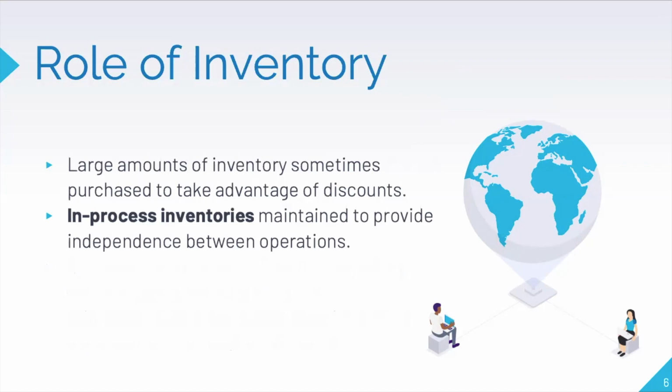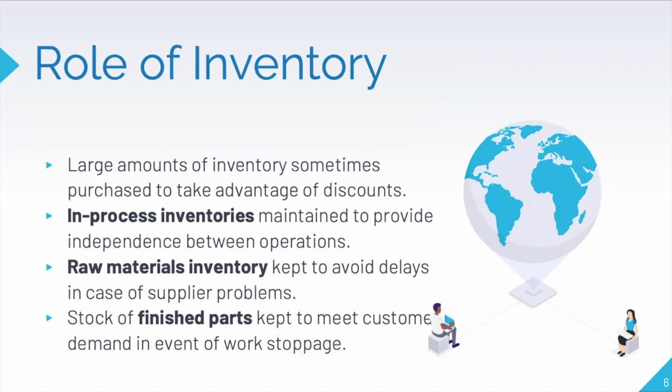Large amounts of inventory are sometimes purchased to take advantage of discounts. So sometimes we buy in bulk so that we can take advantage of a discount. We have three types of inventory. We have the work-in-process inventories, maintained to provide independence between operations. We have raw materials inventory that is kept to avoid delays in case of supplier problems. And we have finished parts or finished goods, which we keep to meet customer demand in the event of work stoppage.